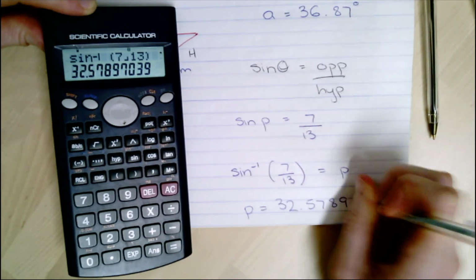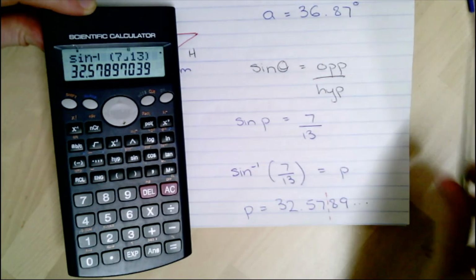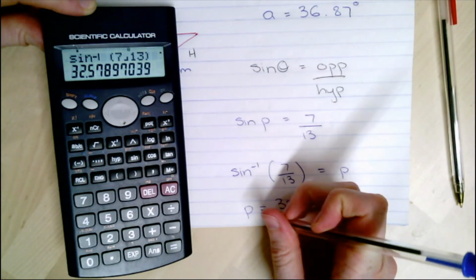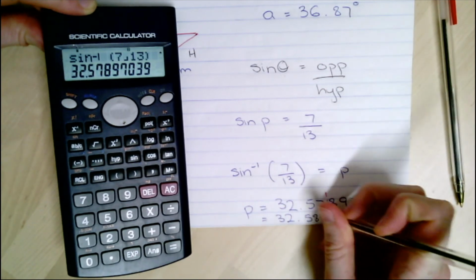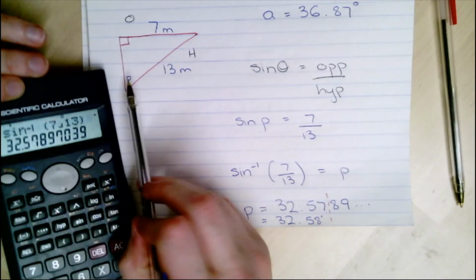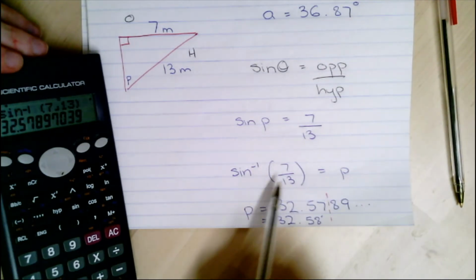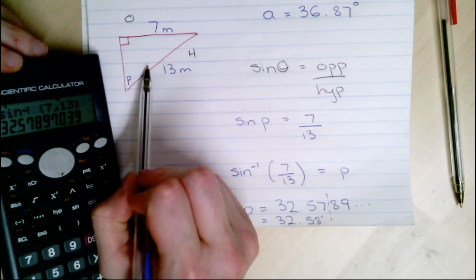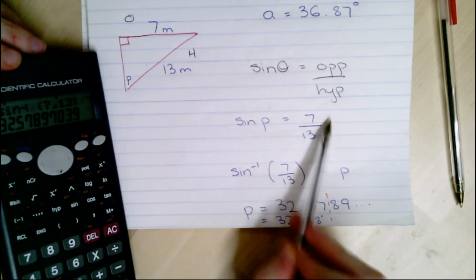32.5789, and so on. I'm going to round that to 2 decimal places. So 8 rounds up, so that'll turn this into 32.58 degrees. That's how big this angle P is here. So remember, if you're finding something inside the triangle, you're going to use inverse. And then you're just typing in this fraction, this information straight after that.